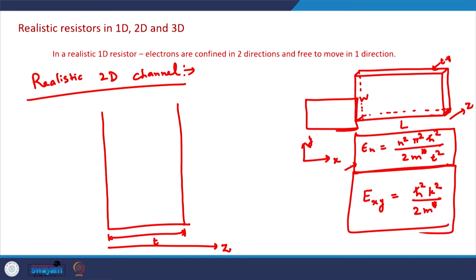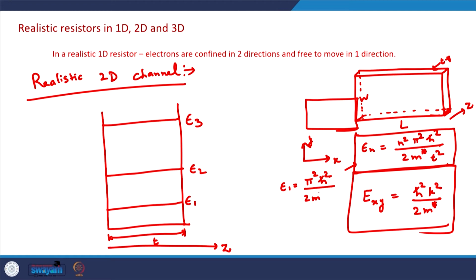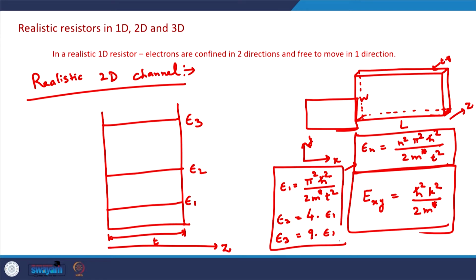And if we start this calculation, the energy of the first level, let us say epsilon 1, of the second level call it epsilon 2, for the third level let us call it epsilon 3. So epsilon 1 is essentially pi square h bar square divided by 2 m star t square. Similarly, epsilon 2 is 4 times epsilon 1 and epsilon 3 is 9 times epsilon 1. And please keep in mind that these are the energies because of the confinement in z direction.